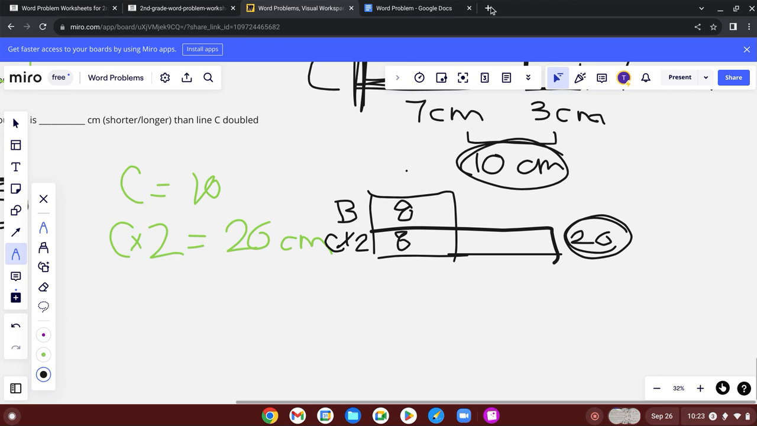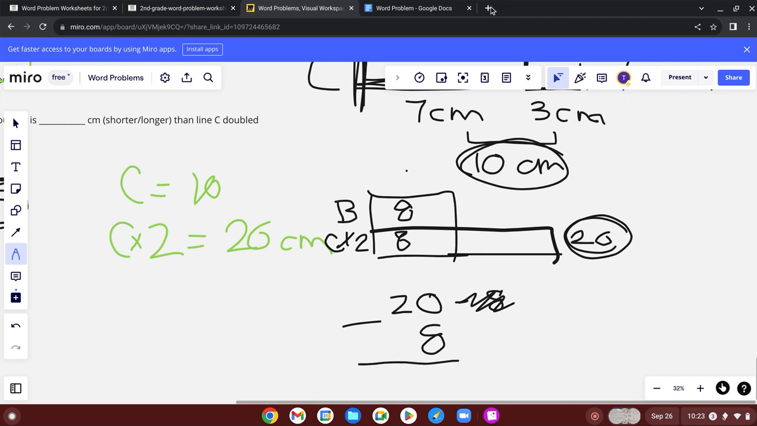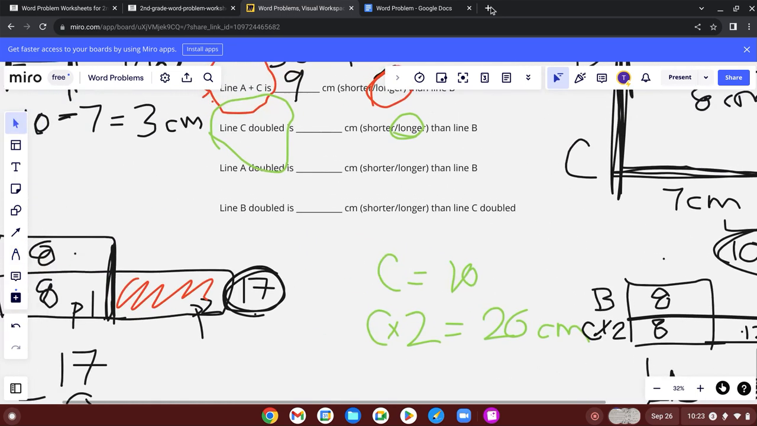20 minus 8. 20 minus 8, okay? And this one, we can borrow because now it's in the 20s. 2 become 1, and 0 become 10. So 10 minus 8 equals 2. And 1 minus 0 equals 1. It's 12 centimeters. Right, so the more part is 12 centimeters more.